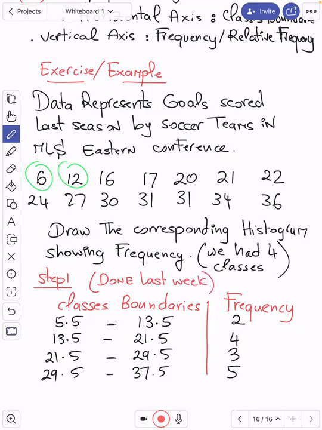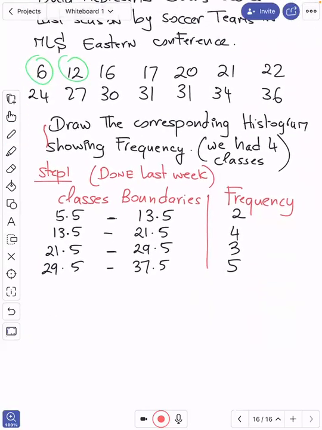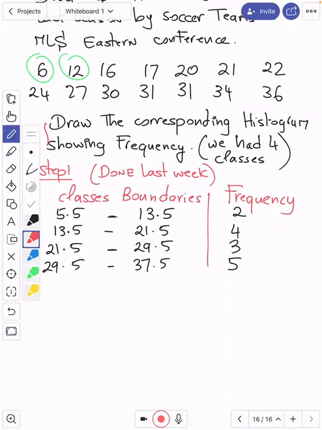Okay. Now, in step number 2, we're going to use these values to draw our histogram. So, step number 2. To draw the histogram, we're going to need a horizontal axis. On the horizontal axis, you're going to put the class boundaries.